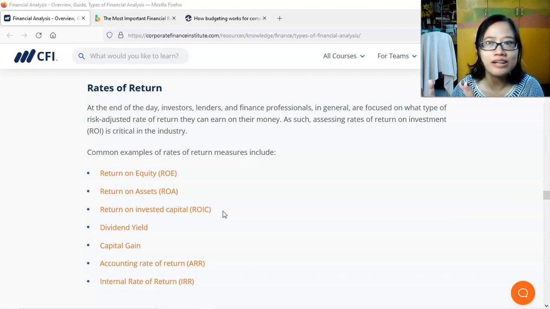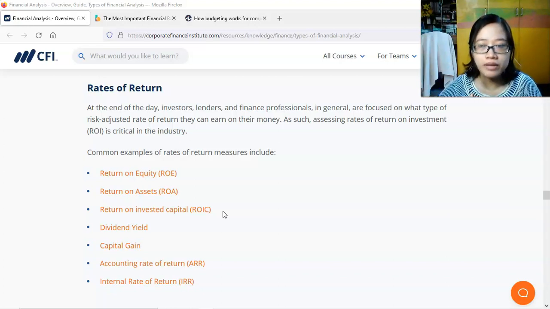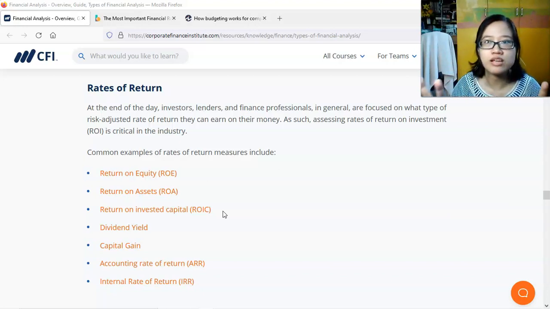Kasi meron din namang capital yung company na, of course, hindi nila pinambili ng fixed assets, but rather they're using it as working capital sa operations. Okay? So magkaiba pa yun. So dito, sa return on invested capital, yung nilagay lang sa fixed assets. So net income over fixed assets, yun na yung ROIC mo. And again, mas mataas, much better.